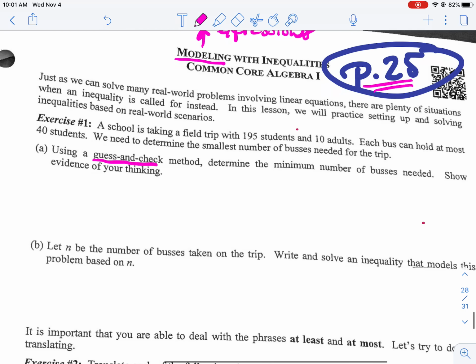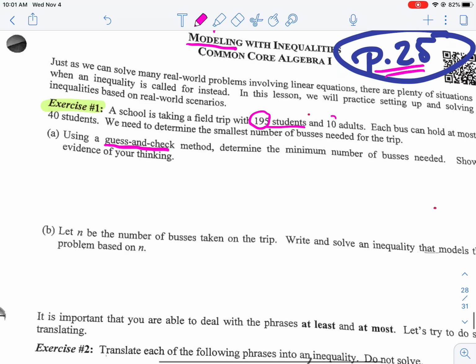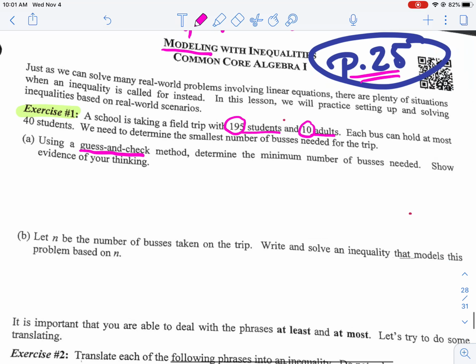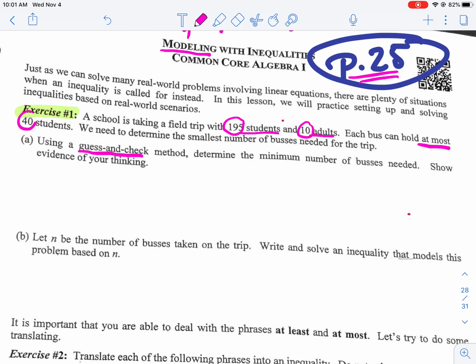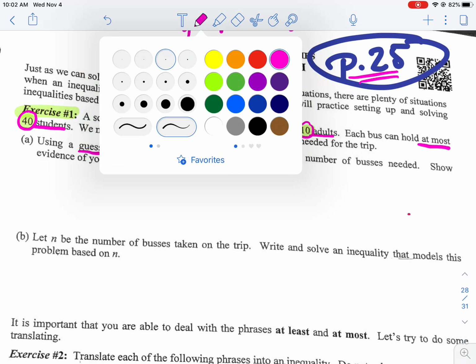So let's go through and use our strategy for solving word problems. The first thing we want to do is read through the word problem just once, and take note of the key parts of it. For exercise 1, it says a school is taking a field trip with 195 students. Any place I have a number, I'm going to circle it. And 10 adults. Each bus can hold at most 40 students. We need to determine the smallest number of buses needed for each trip. Let's look at that again. I've highlighted 195, 10 adults, and at most 40 students. So how are we going to solve this?